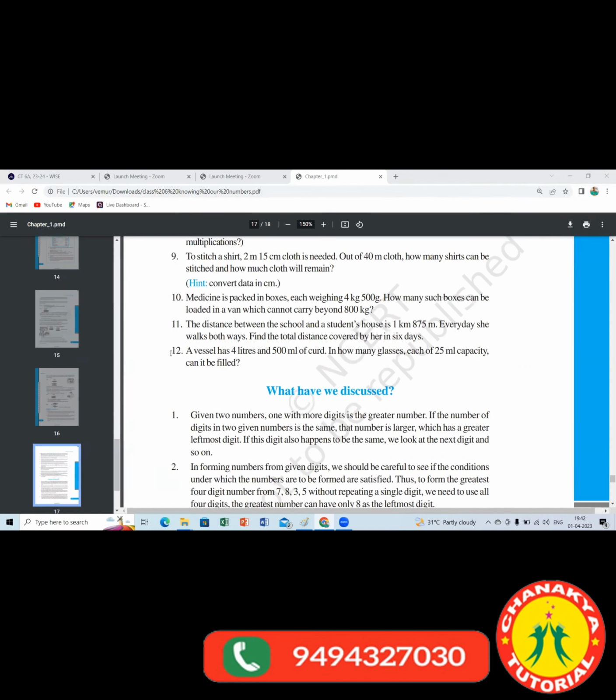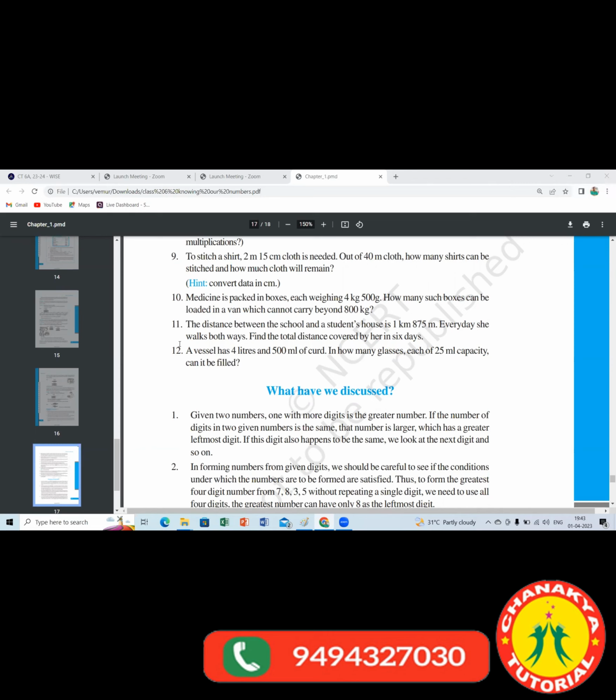in the notebook. Ma'am, I'm done with the 12th bit. Very good. 12th bit also, Deepika. Yes, ma'am. Can you read the question? A vessel has 4 liters and 500 ml of curd. In how many glasses each of 25 milliliter capacity can be filled? That means we are distributing equally in each glass, yes or no?